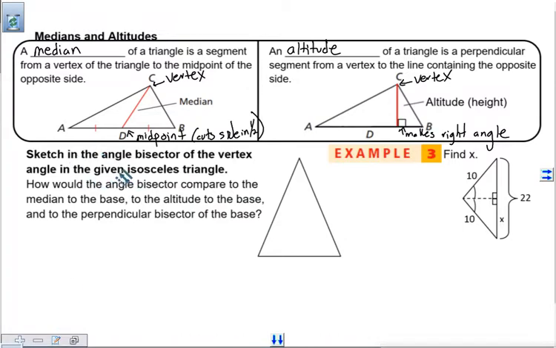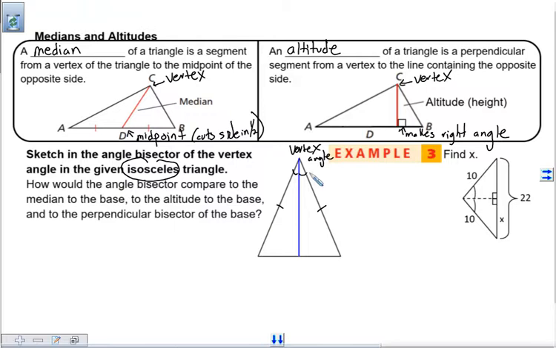Now, in our next figure, we have an isosceles triangle. So remember that an isosceles triangle has two legs that are congruent, and we want to sketch in the angle bisector of the vertex angle. Remember that this top angle is the vertex angle. And if we draw in the angle bisector, that means that these two angles are congruent.